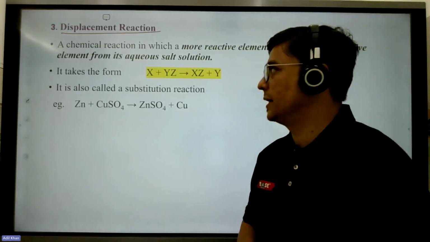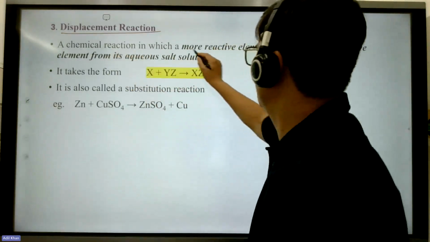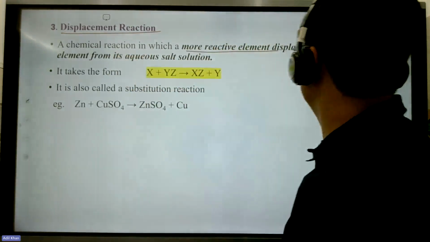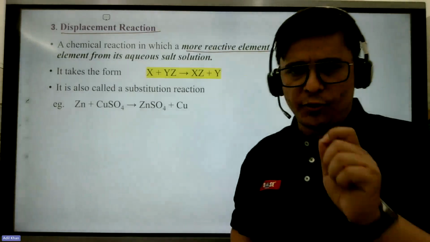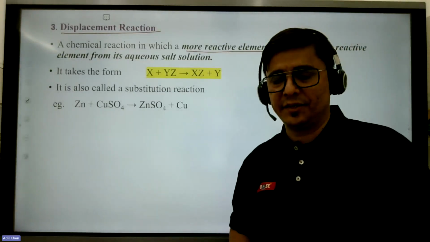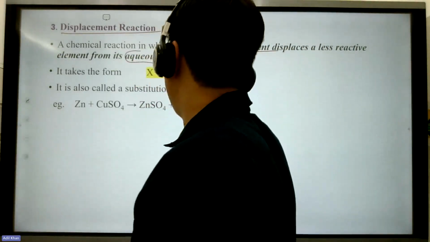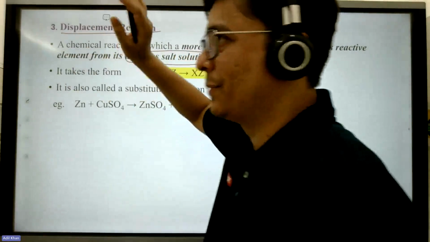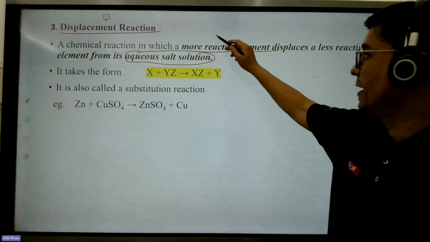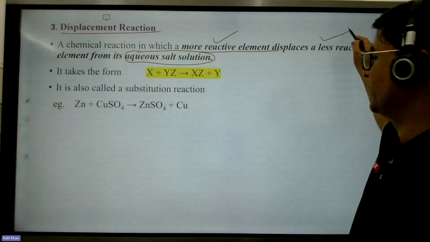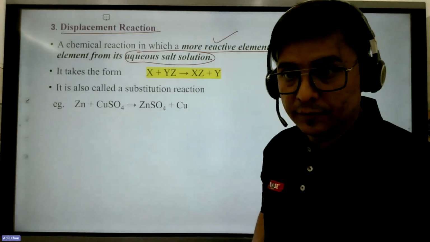Just a common example. So a displacement reaction is a chemical reaction in which a more reactive element displaces a less reactive element from an aqueous salt solution. One important criterion here is that the reaction must take place in solution form, in the aqueous salt solution, that is, in the presence of water as the solvent. And the more reactive thing replaces the less reactive thing. You remember the tomato ketchup and vinegar example.